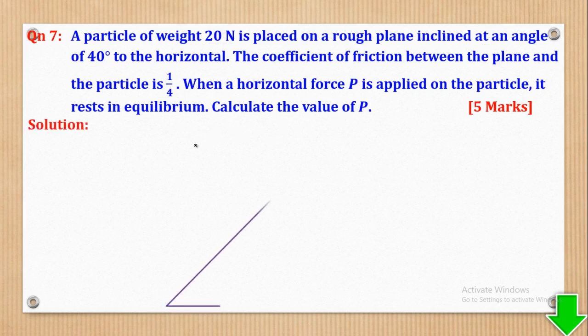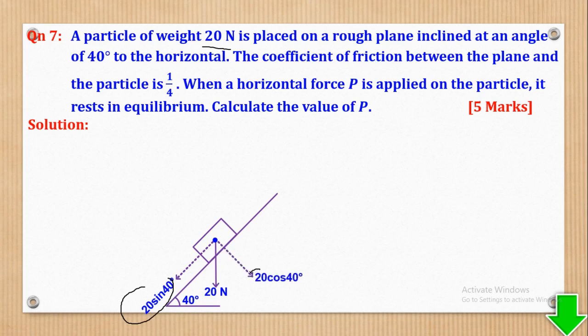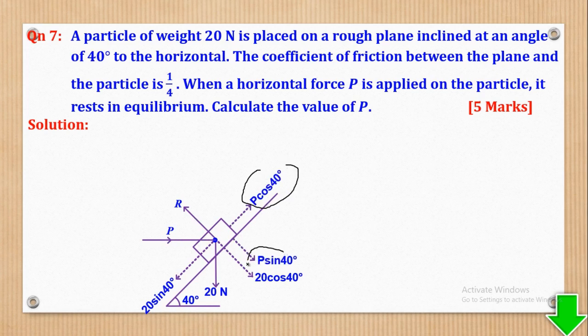So the first thing to do is to make a sketch of what is given. Then we know that the weight was 20 newtons, so you come and put the weight acting vertically downwards. Then resolve the weight into the components parallel to the plane and also perpendicular to the plane. Then you also have to put the normal reaction R. And then the horizontal force which was said, also show it there, and resolve it into two components, parallel to the plane and also a component perpendicular to the plane.